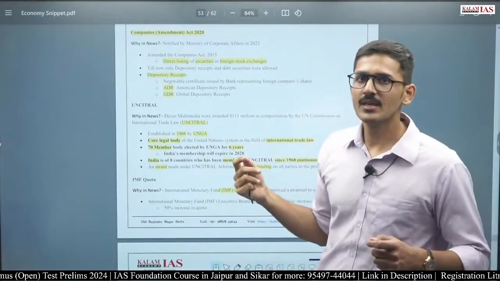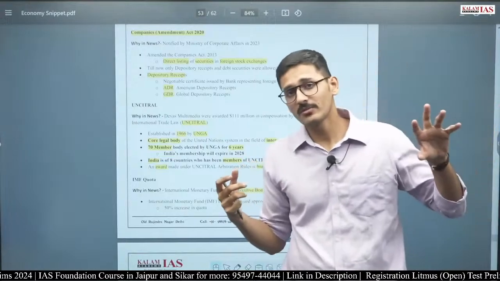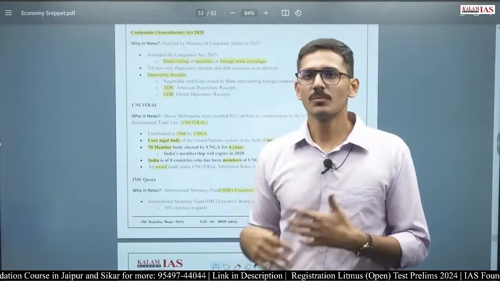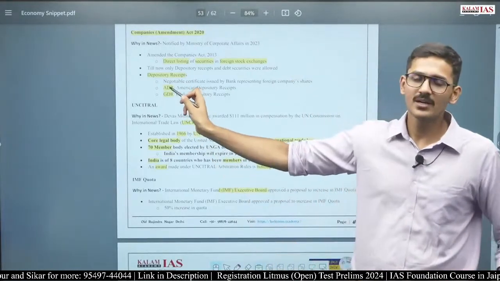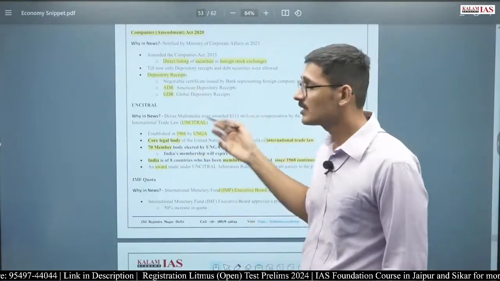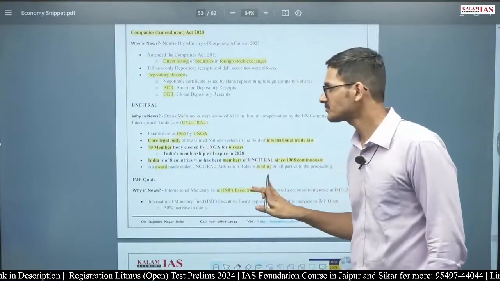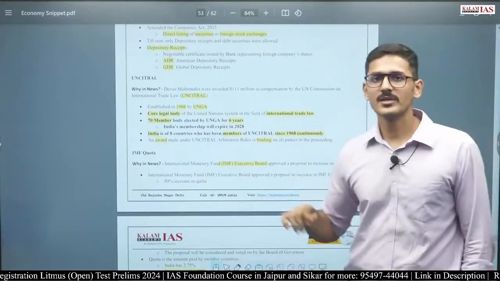So the money that Reliance was borrowing or raising from the US stock market was very indirect in nature, through depository receipts. Depository receipts issued in America were called American depository receipts. In any other part of the world, for example in France, they were called global depository receipts.